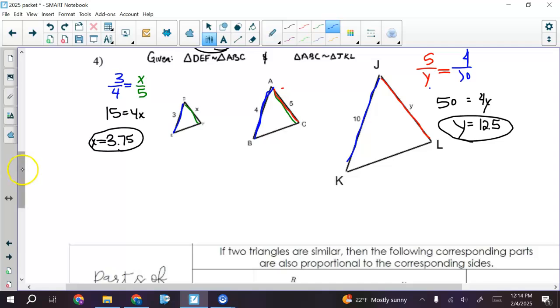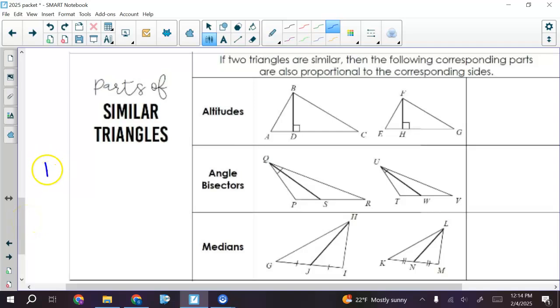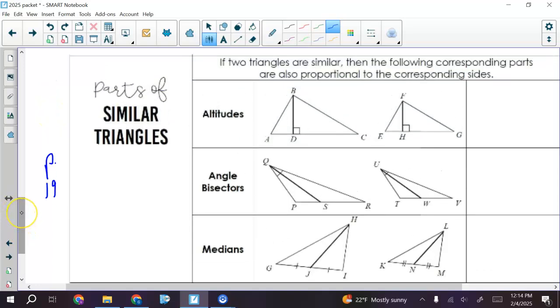All right, on to the new lesson for today. So we are still on page 19 at the bottom. Okay, here we go. So we are looking at corresponding parts of similar triangles.